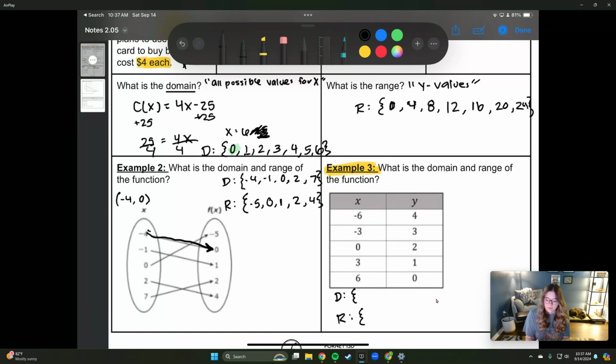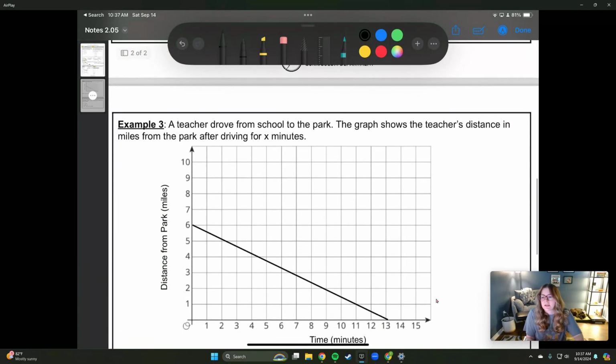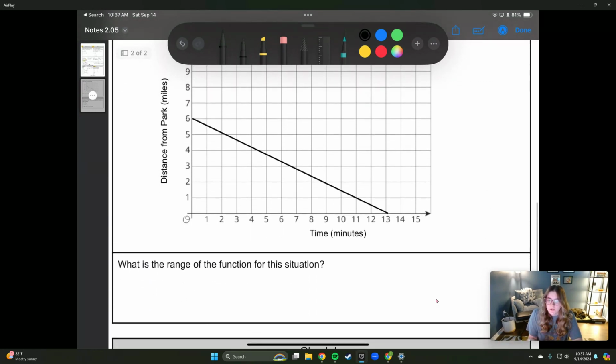All right, let's look at the back really quick. Example 3, a teacher drove from school to the park. The graph shows the teacher's distance in miles from the park after driving for X minutes. You need to find the range, right? Remember, we're going to highlight what's important here. What is the range of the function? Well, what did we say range was? It's your y values. Okay, you're going to figure that one out on your own.